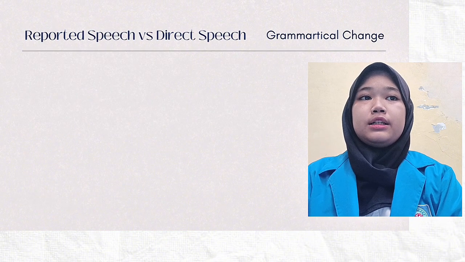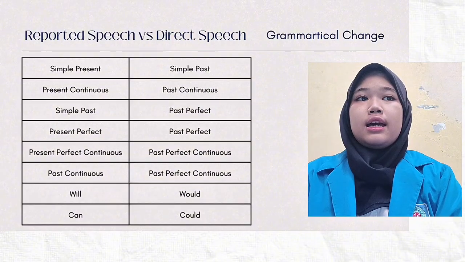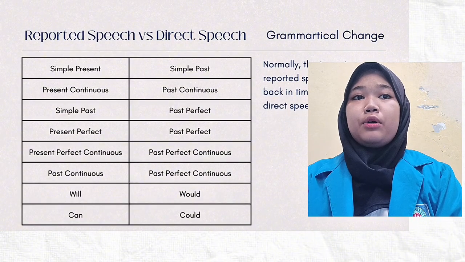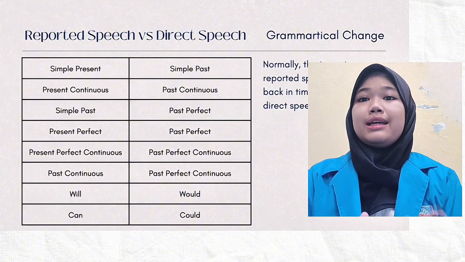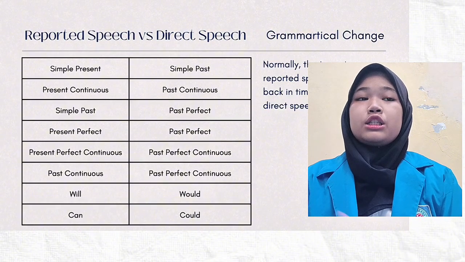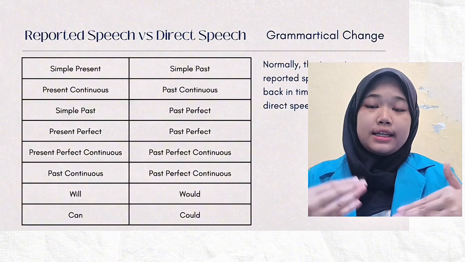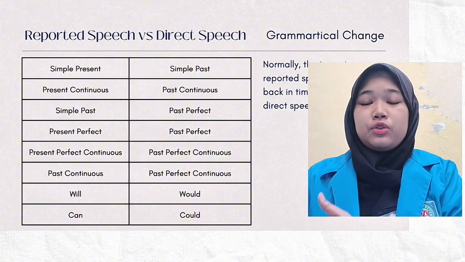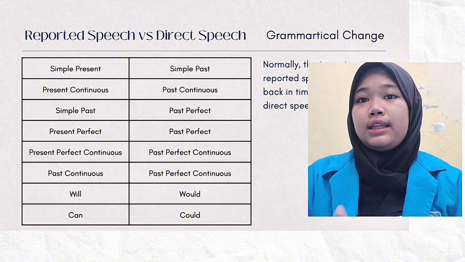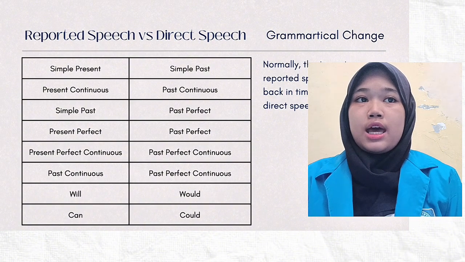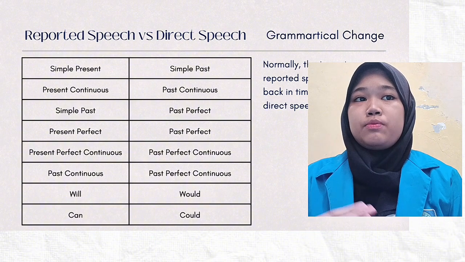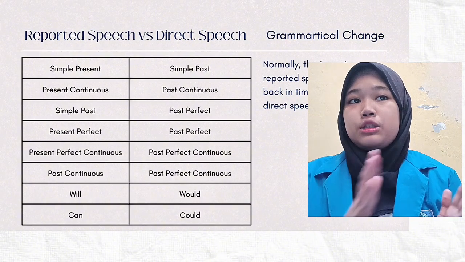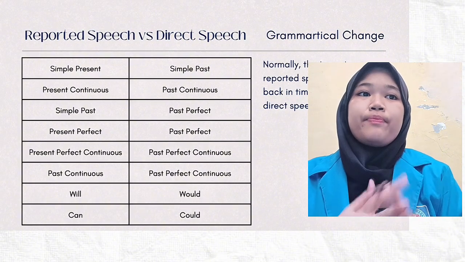And here are the grammatical changes in reported speech versus direct speech. Normally, the tense in reported speech is one tense back in time from the tense in direct speech. So, when the direct speech is in simple present, we change it to simple past if we want to write it as reported speech. And if the direct speech is present continuous, then we change the reported speech to past continuous.